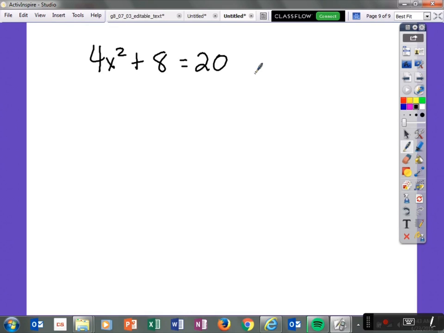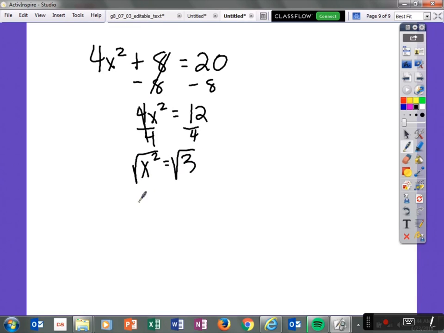What do I do first? Minus 8 on both sides. So 4x squared equals 12. What do I do next? Divide both sides by 4. So x squared equals 3. Then what? Take the square root. X equals the square root of 3. The square root of 3 is 1.7, and negative 1.7.